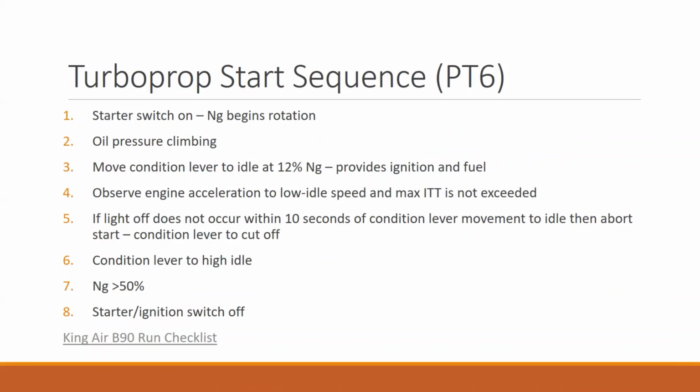Once you get your engine rotating, then you're going to move the condition lever to the idle position. And what did I say? What does the condition lever do? When we move it to the low idle position, what is that going to do? That's going to introduce fuel. We take it out of the fuel cutoff position and move it to a low RPM, so that it controls the prop RPM. It controls whether you're doing a low or a high idle, but it's also going to control whether there's fuel going to the engine or not. So ignition and fuel, the engine lights off.